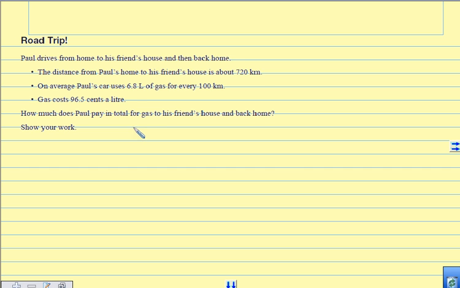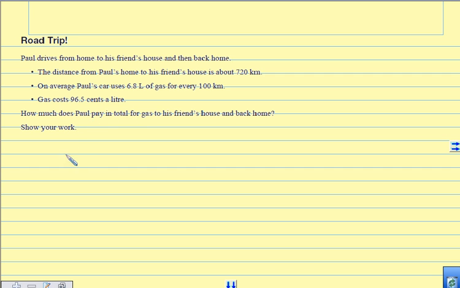Alright, so looking at this problem right here, it says Paul drives from home to his friend's house and then back home. The distance from Paul's home to his friend's house is about 720 kilometers. On average, Paul's car uses 6.8 liters of gas for every 100 kilometers, and then gas costs 96.5 cents a liter. Okay, and it wants to know how much Paul would have to pay in gas to go to his friend's house and back home.